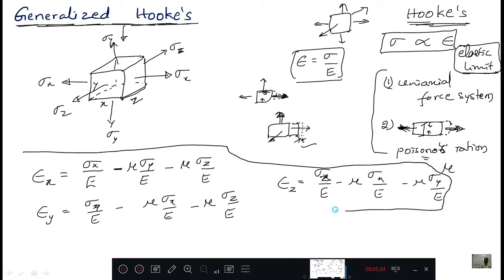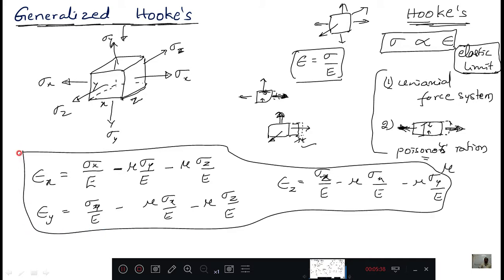Strain equations when a body is subjected to a three-dimensional stress system. Then it is very simple. If a body doesn't have any z force, then delete all the z terms. If a body doesn't have any y terms, then delete all the y terms. Like that, this equation will work out. This is called the generalized Hooke's law.